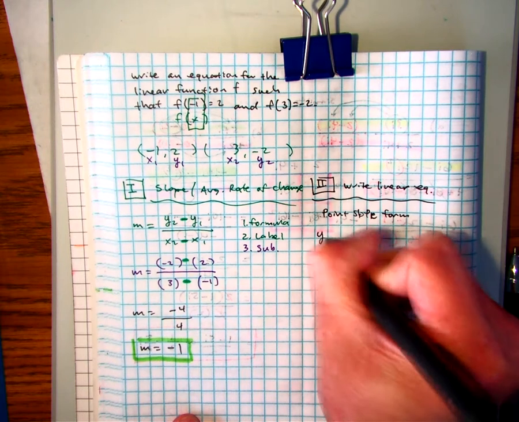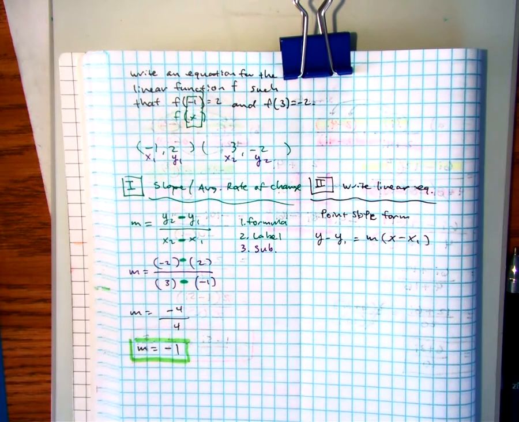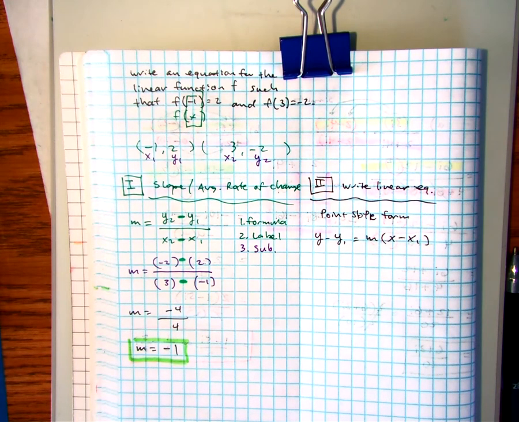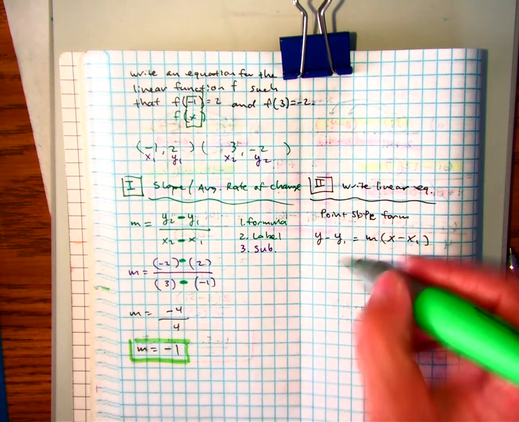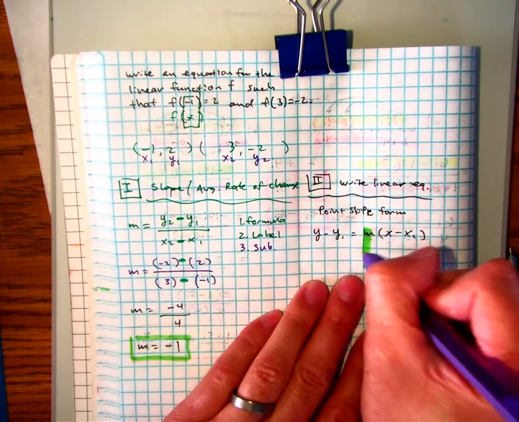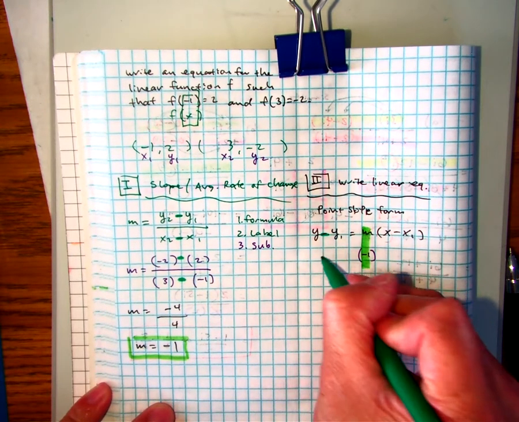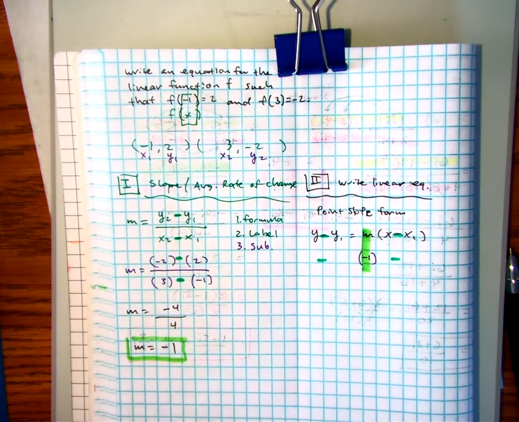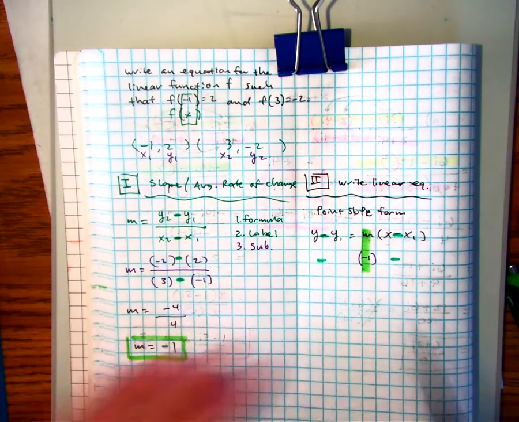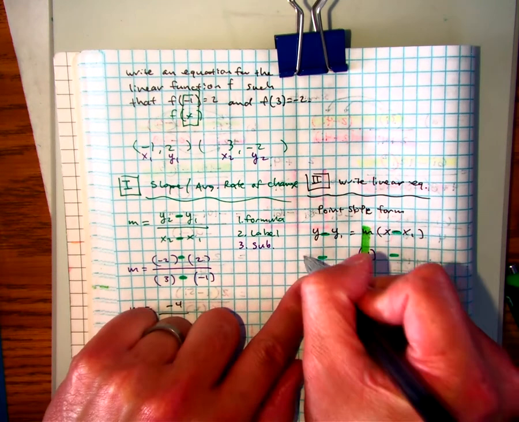Point-slope form is y minus y1 equals m times x minus x1. So you can put it on your formula sheet, or you can make flashcards. So my slope is what we just found in green, which is negative 1. We have those nasty subtraction signs. Okay, pay attention here. These x's and y's don't have any numbers on them, so those fall down.